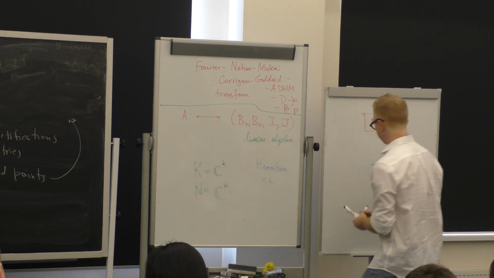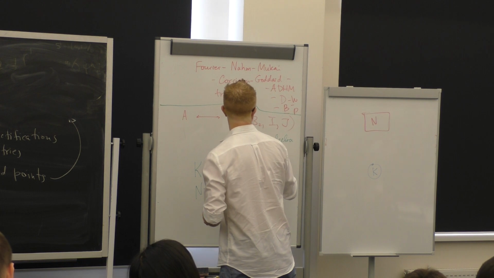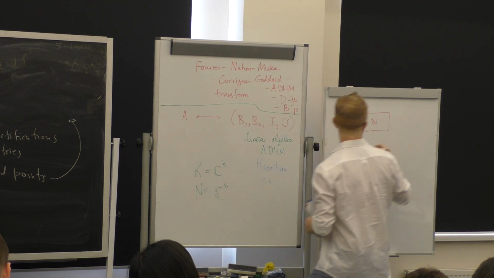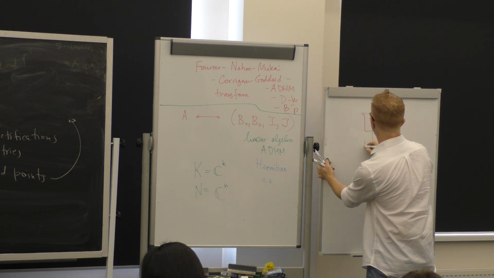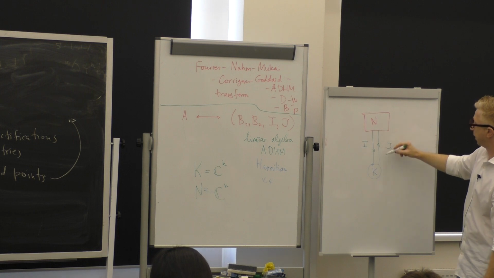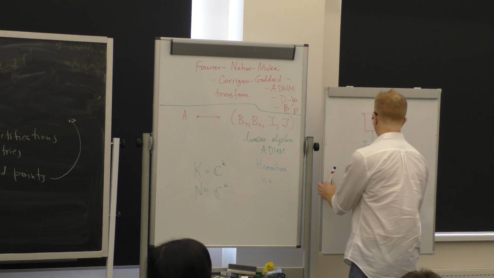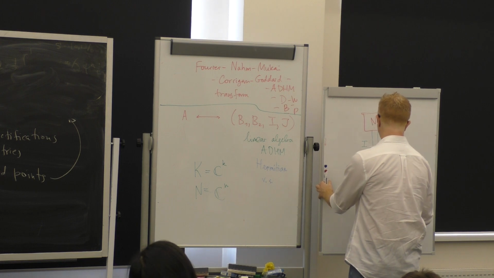And here's the data of linear algebra. So this is the ADHM construction. We have the maps I and J. So I acts from N to K, J acts from K to N. And then there are two B's, so B1 and B2.